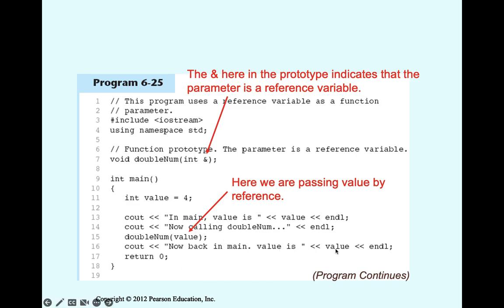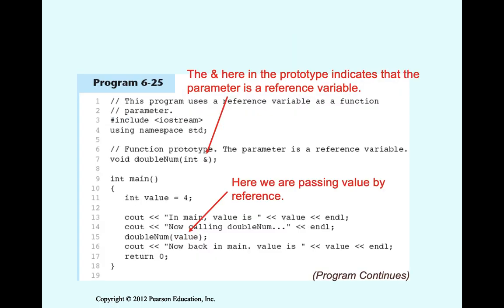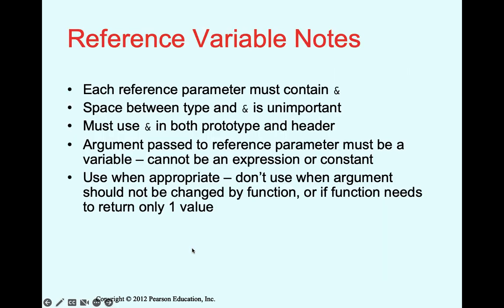So after this, we want to print the value again, and you will see that the value was first 4, and when we pass it to this function, the function multiplied it by 2. So after that, the variable value in the main function was changed to 8. So when we write this, this means the function has the right to change the variable which was in the main. So the function was able to change this value from 4 to 8. So this is called pass by reference.